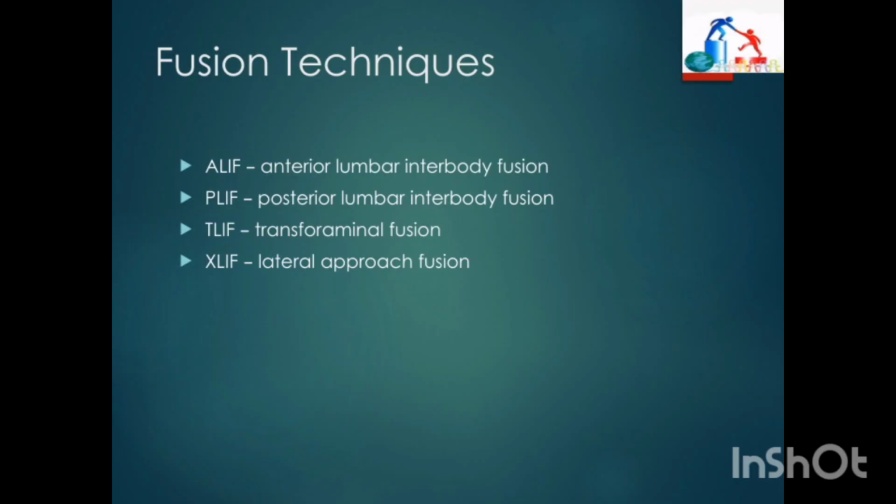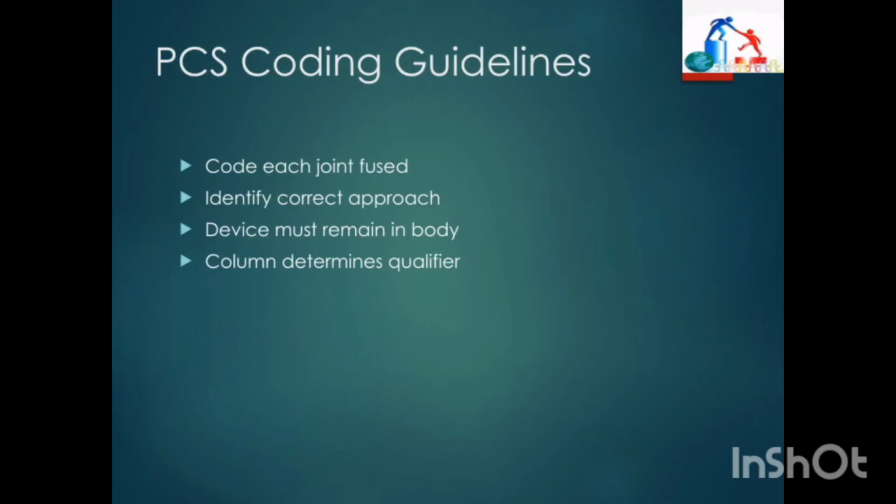Understanding the differences helps us choose the most effective and least invasive method to achieve spinal stability and pain relief. They all connect back to our overall goal of restoring function and reducing discomfort through precise surgical intervention. Let's start by understanding how we code each joint that has been fused. It's important to accurately identify which joints are involved in the fusion procedure.